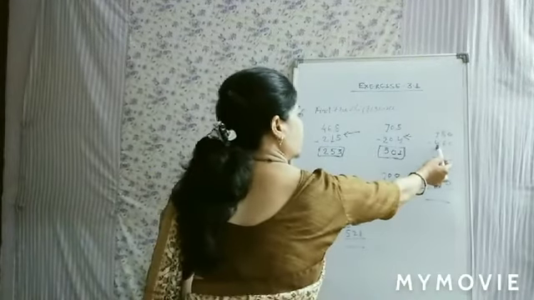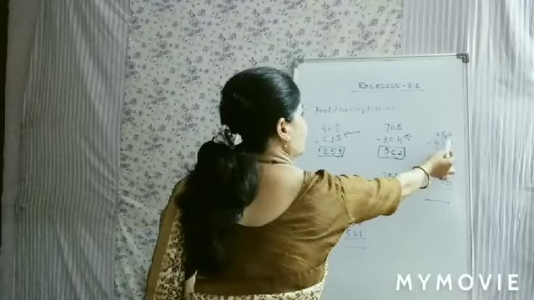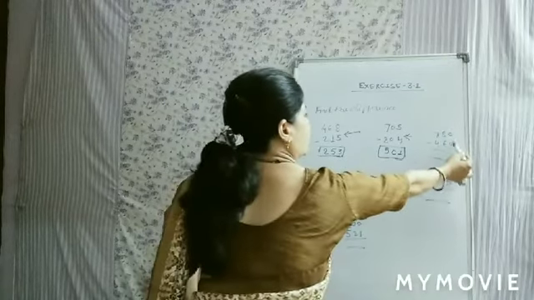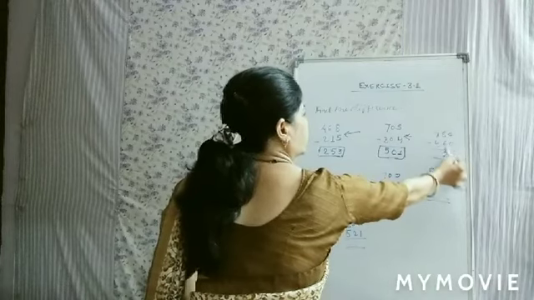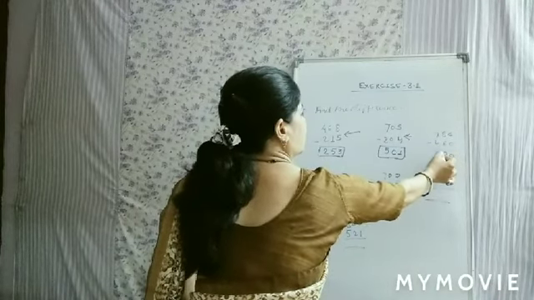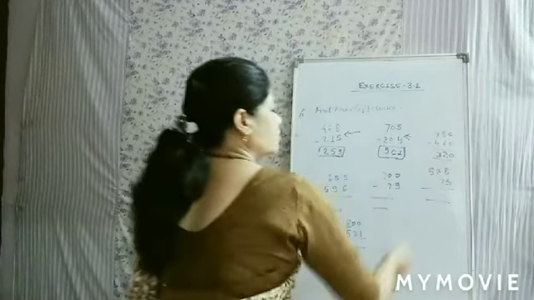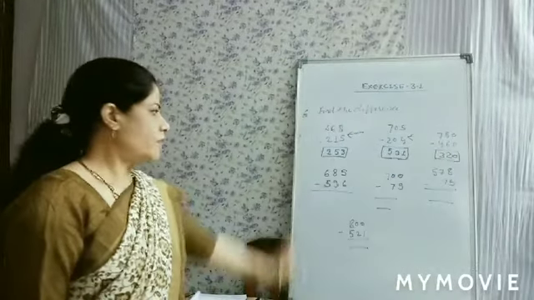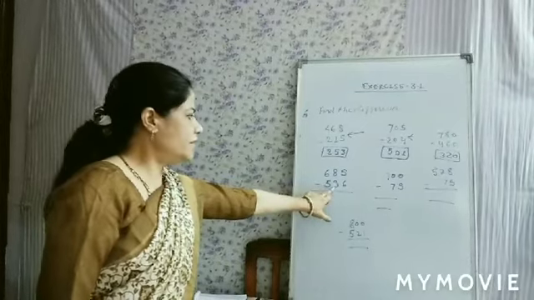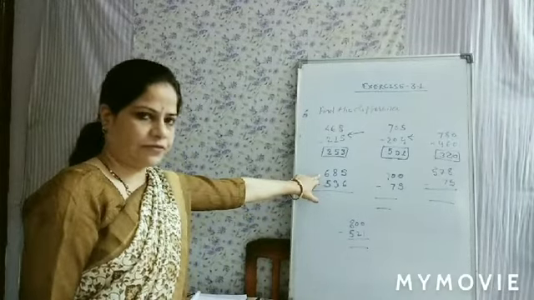Then you have to subtract 460 from 780. 0 minus 0 will be 0. 8 minus 6 will be 2 and 7 minus 4 will be 3. So what is the difference here? 320. Now you have to subtract 596 from 685.